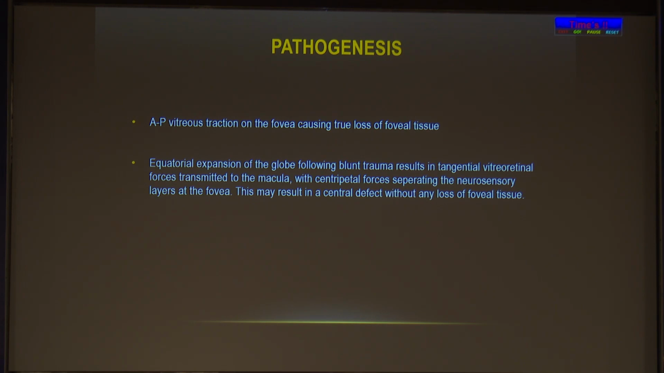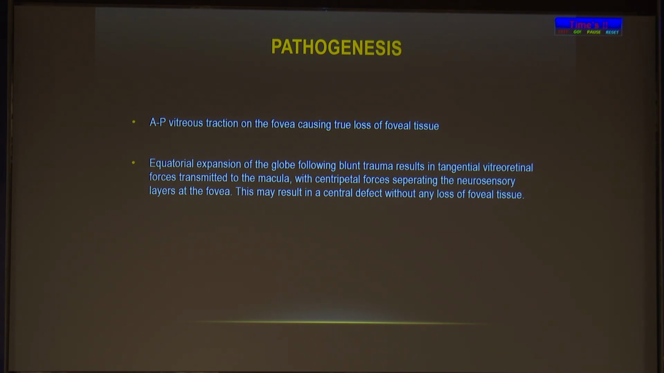So the pathogenesis: there's AP vitreous traction on the fovea causing true loss of foveal tissue, and the equatorial expansion of the globe following the blunt trauma, which results in tangential vitreoretinal forces transmitted to the macula, with centripetal forces separating the neurosensory layers at the fovea.